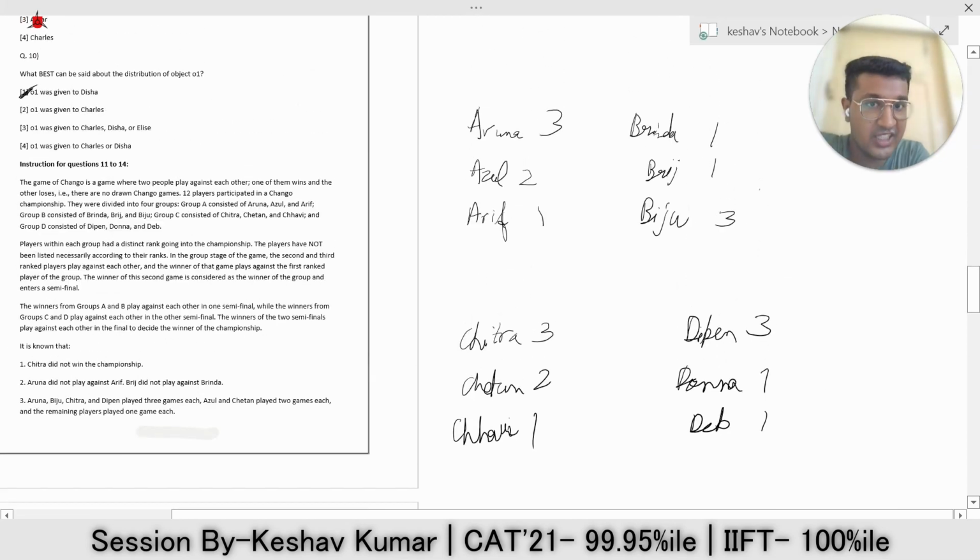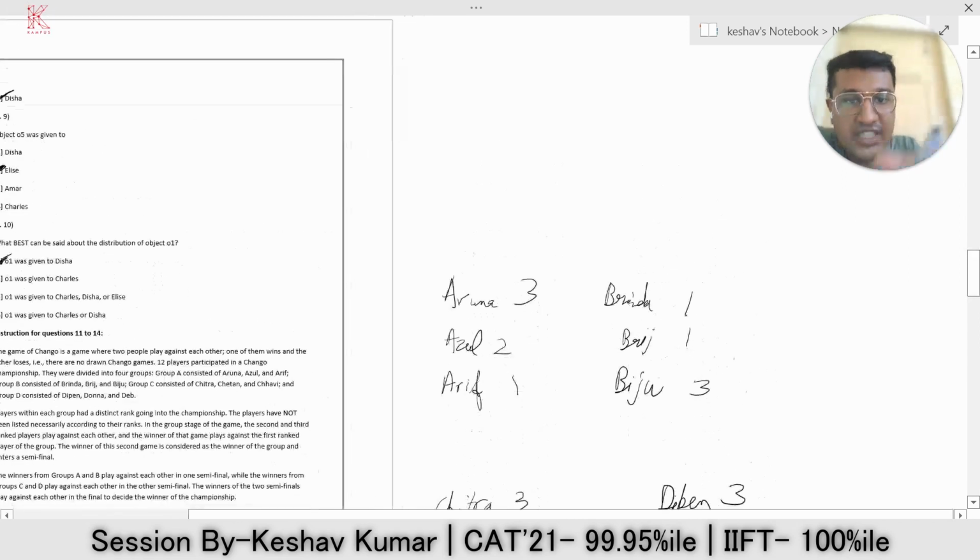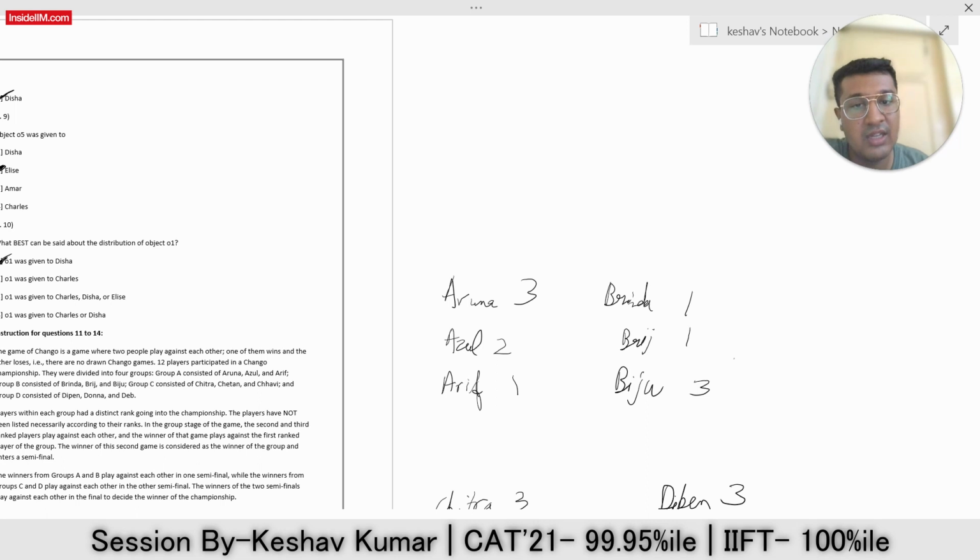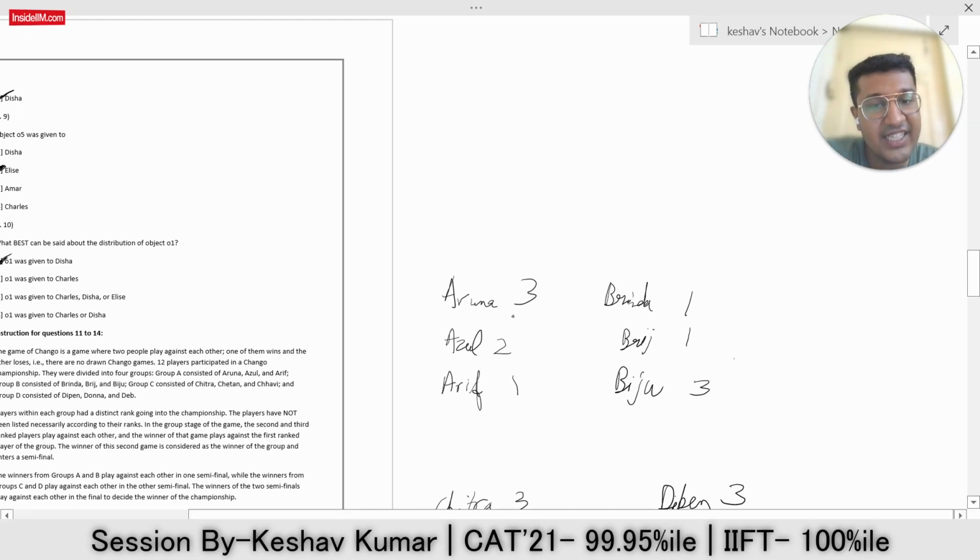Now let's try deducing some things. Okay, so as you can see, Azul played 2 games. That means Azul must have won his first game, though I'm not yet sure with whom he played, and he must have lost the second game, because if he had won the second game, he would have moved up the ladder and played more. So I can simply say Aruna must have won the second game because she moved up the ladder, right?